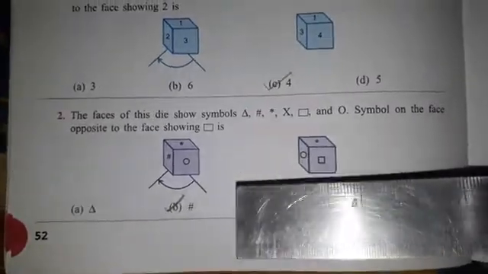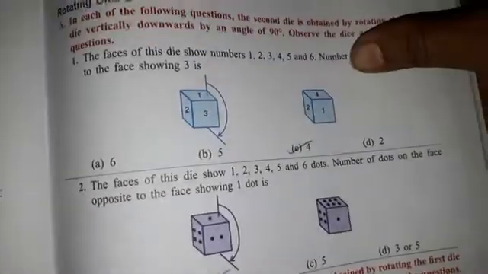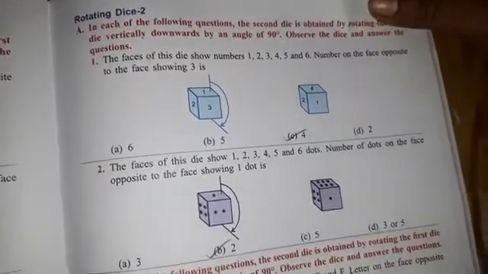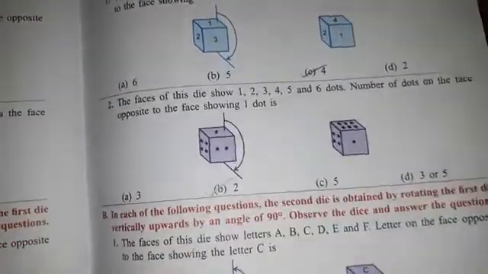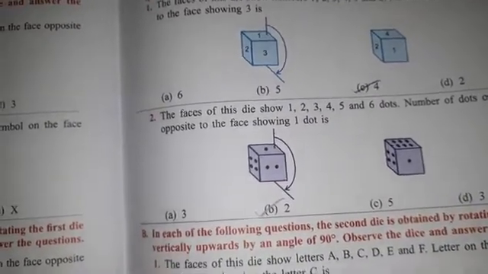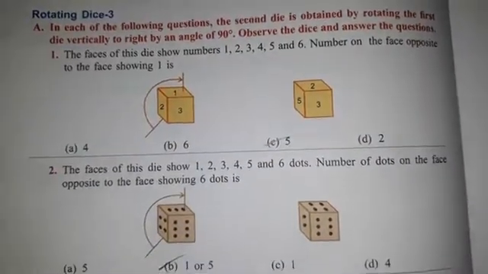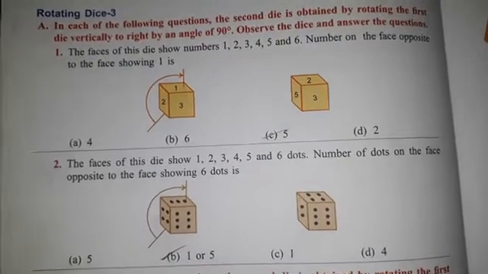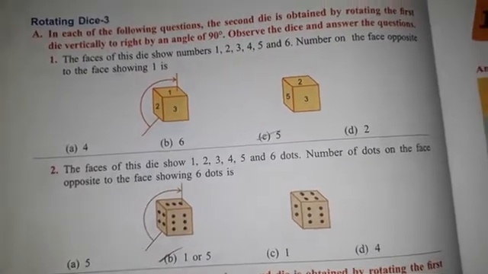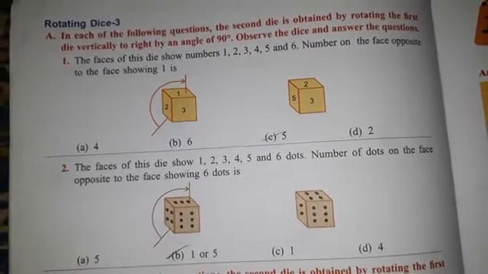So the next one you will do on your own. Again on this page, this also you will do on your own. Rotating dice 1, I had explained to you the direction it is showing. In the same direction you will rotate and find out what is on the opposite side. Next, rotating dice 3, this also you will do on your own. You will observe the dice and then answer accordingly.